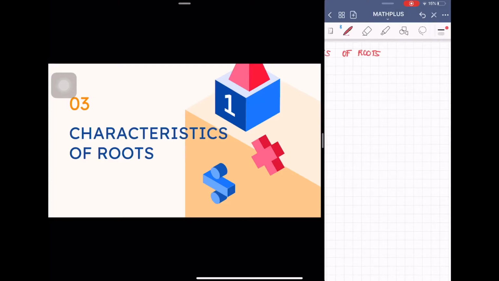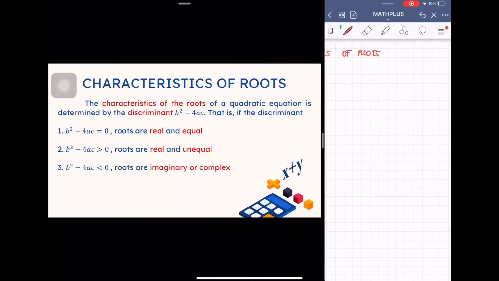Welcome to the last video on quadratic equations, and this time we're going to learn everything about the characteristics of the roots we are able to obtain from our quadratic equations. The characteristics of the roots of a quadratic equation are determined by the discriminant, b squared minus 4ac. You can find that discriminant in your quadratic formula. It's your radicand, the expression under the radical sign, that's b squared minus 4ac.